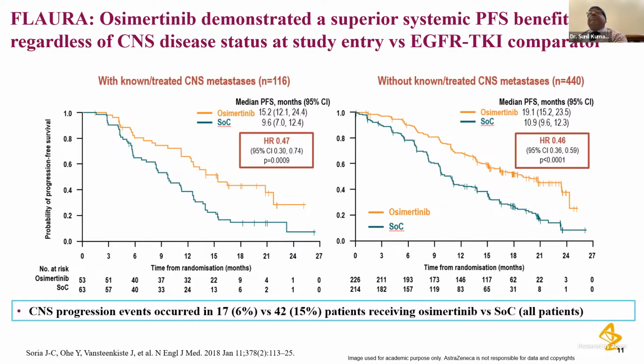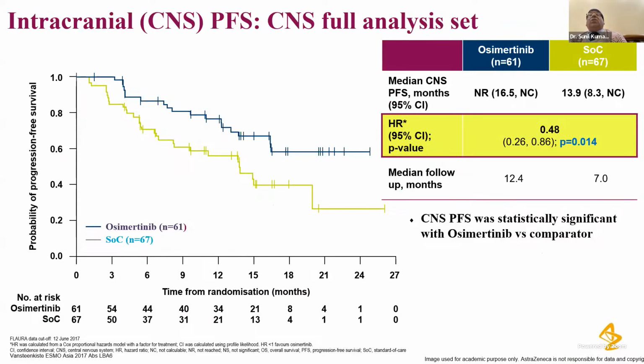Next slide, please. So intracranial progression-free survival, if you see the analysis, they mentioned 12.4 versus 7, and CNS progression-free survival was statistically significant with osimertinib as compared to competitor data. And you can see the graph, which is totally separated. This means third generation TKI is different from the first generation TKI in the sense of brain mets. Next slide, please.